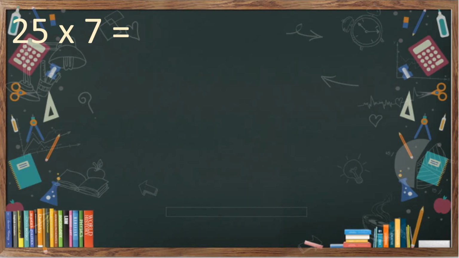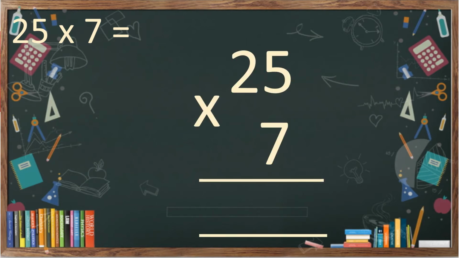Another question is 25 times 7. We would write it out using the multiplication method. Then we would ask ourselves, what is 7 times 5? 7 times 5 is 35. So we would put a 5 in the column and the 3 remaining underneath the column, like this.